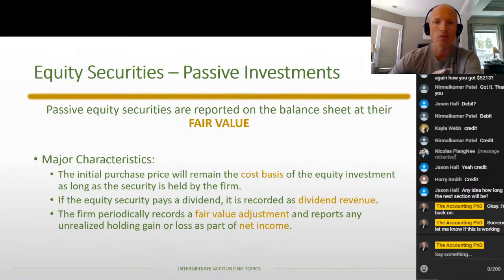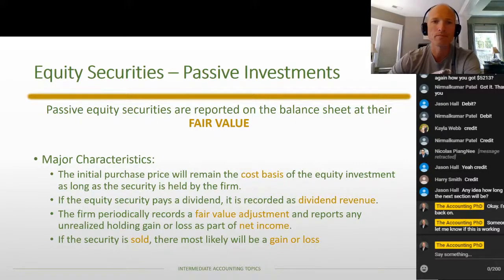With a passive investment, they make periodic fair value adjustments, and any unrealized holding gain or loss is going to be part of net income. This is just like the trading security for the debt investments. And then finally, if it's sold, there's going to be a gain or a loss.